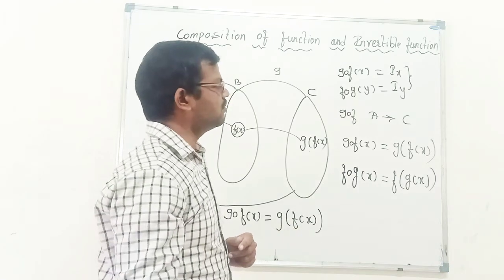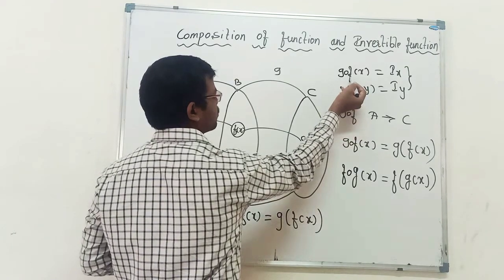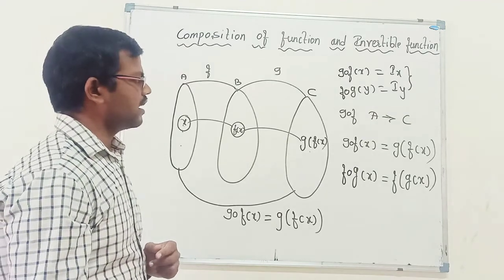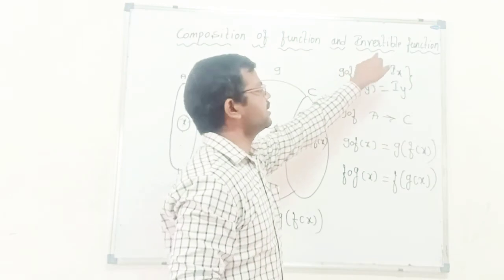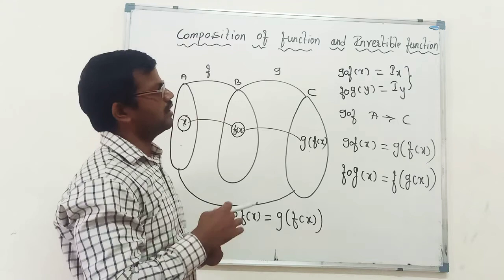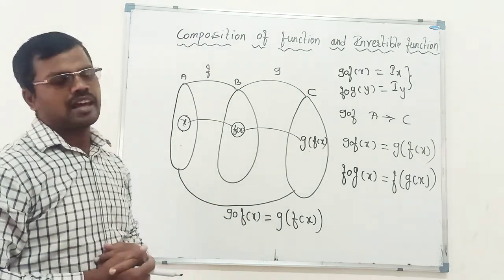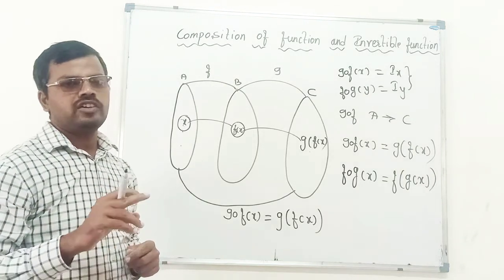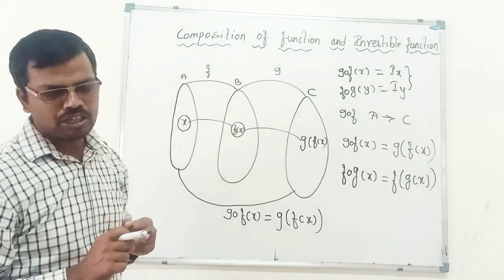If they are called the invertible function, then g is called the inverse of f, and also f is called the inverse of g. So this is the one concept to define the invertible function. We have another method to identify whether the given function is invertible, that is by using the types of function. A function is said to be invertible if it is a bijective function. If it is a bijective function, it means it should be one-one and onto.